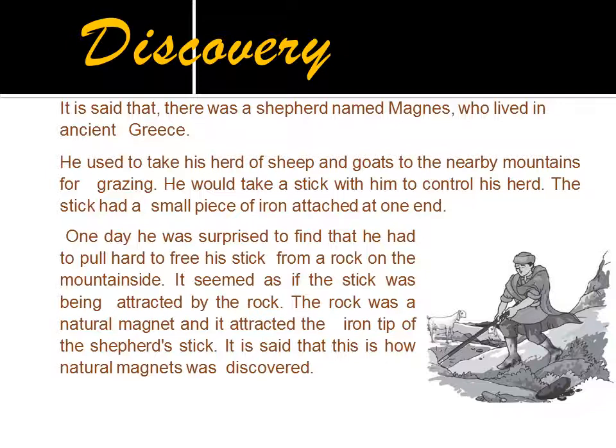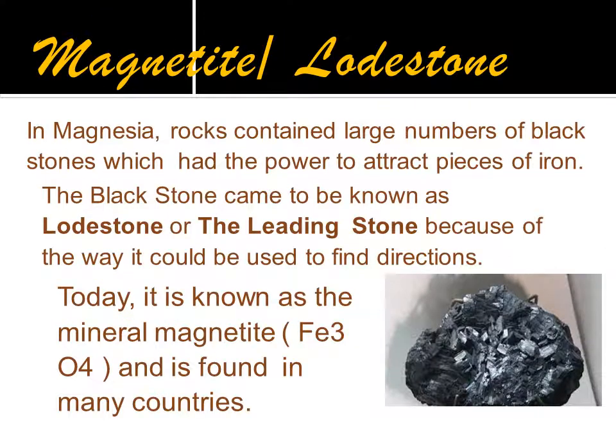So what was that rock? That rock was magnetite, or we can say lodestone. In Magnesia, rocks contained a large number of black stones which had the power to attract a piece of iron. That means the whole rock was not a magnet. In that rock, a large number of black stones was there, and that has the power to attract a piece of iron.